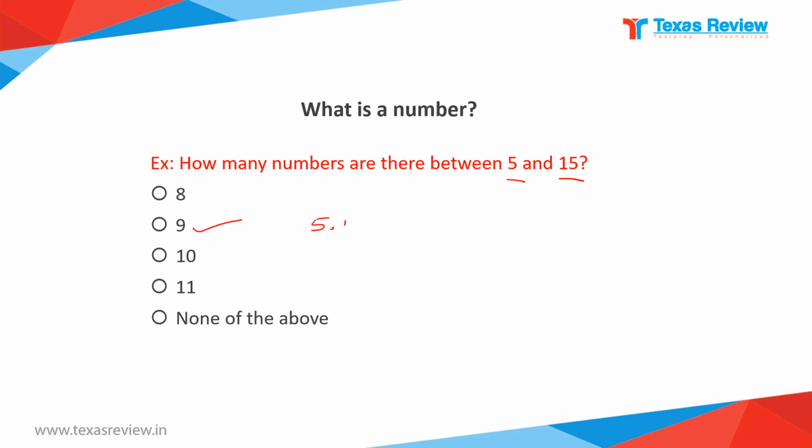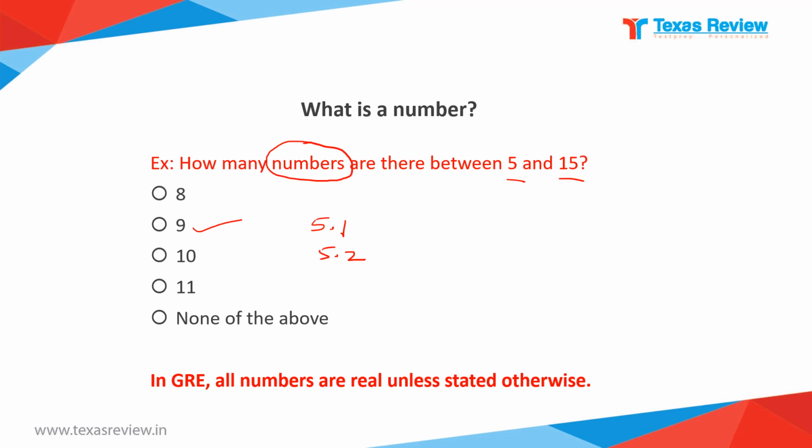5.1 is also a number, 5.2 is also a number. So there are actually infinite numbers between 5 and 15. So here the understanding of the word number is not complete. I mean, a student answering 9, his understanding of numbers is not complete. What actually is a number? In GRE, all numbers are real unless stated otherwise.